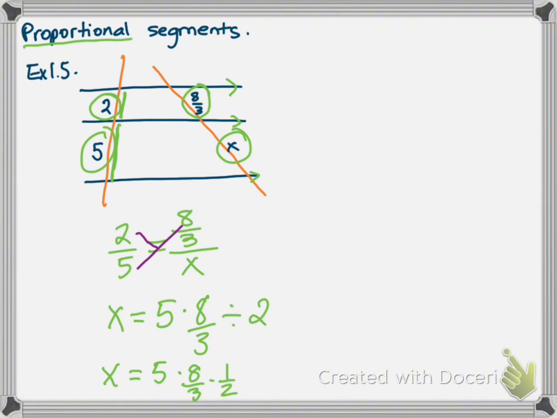And so in this case, if I simplify that, x is going to be, I can simplify the 8 and the 2. So here's 4 and here's 1. And if I multiply that, then it's going to be 5 times 4 is 20. And then over 3. Okay, so those are the 5 examples for this lesson.